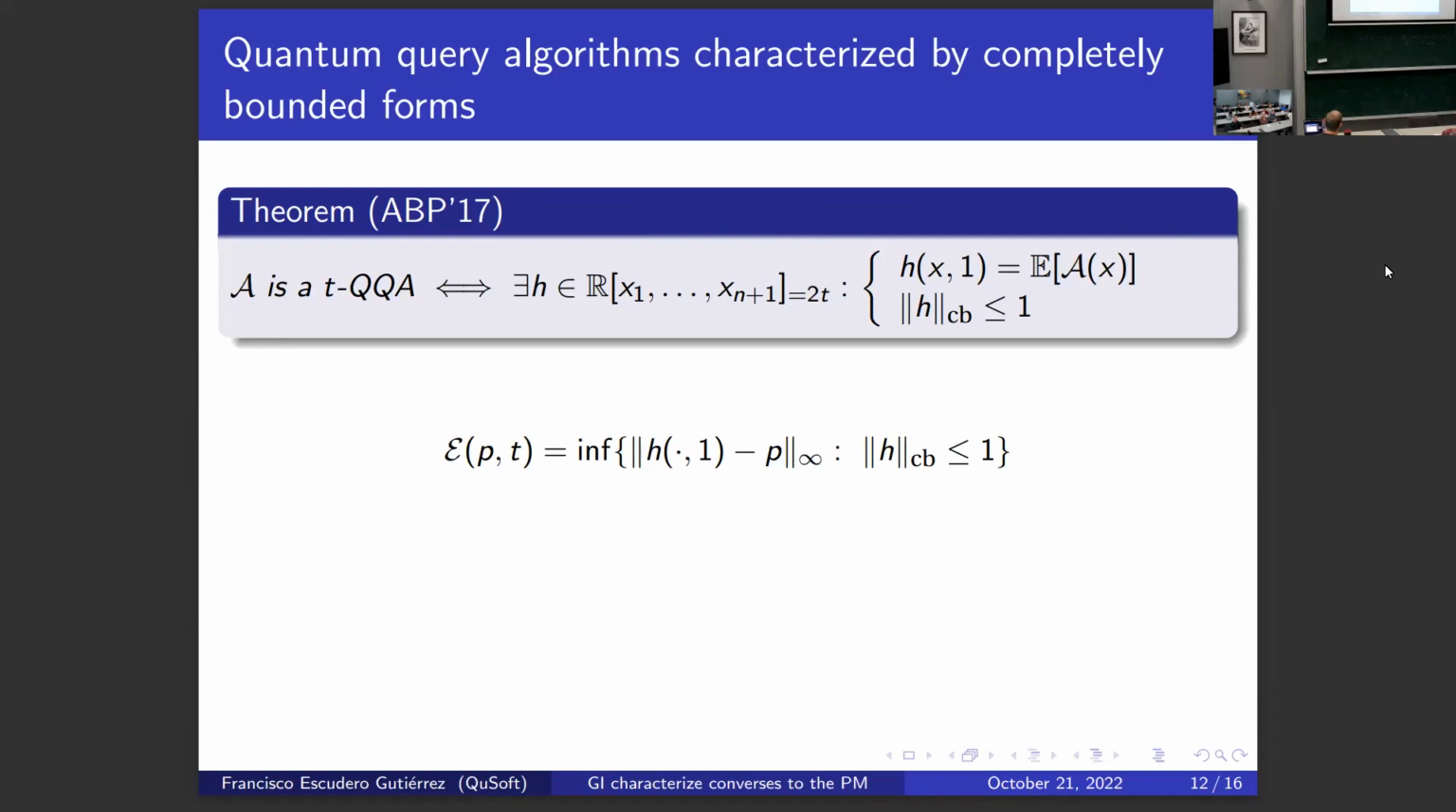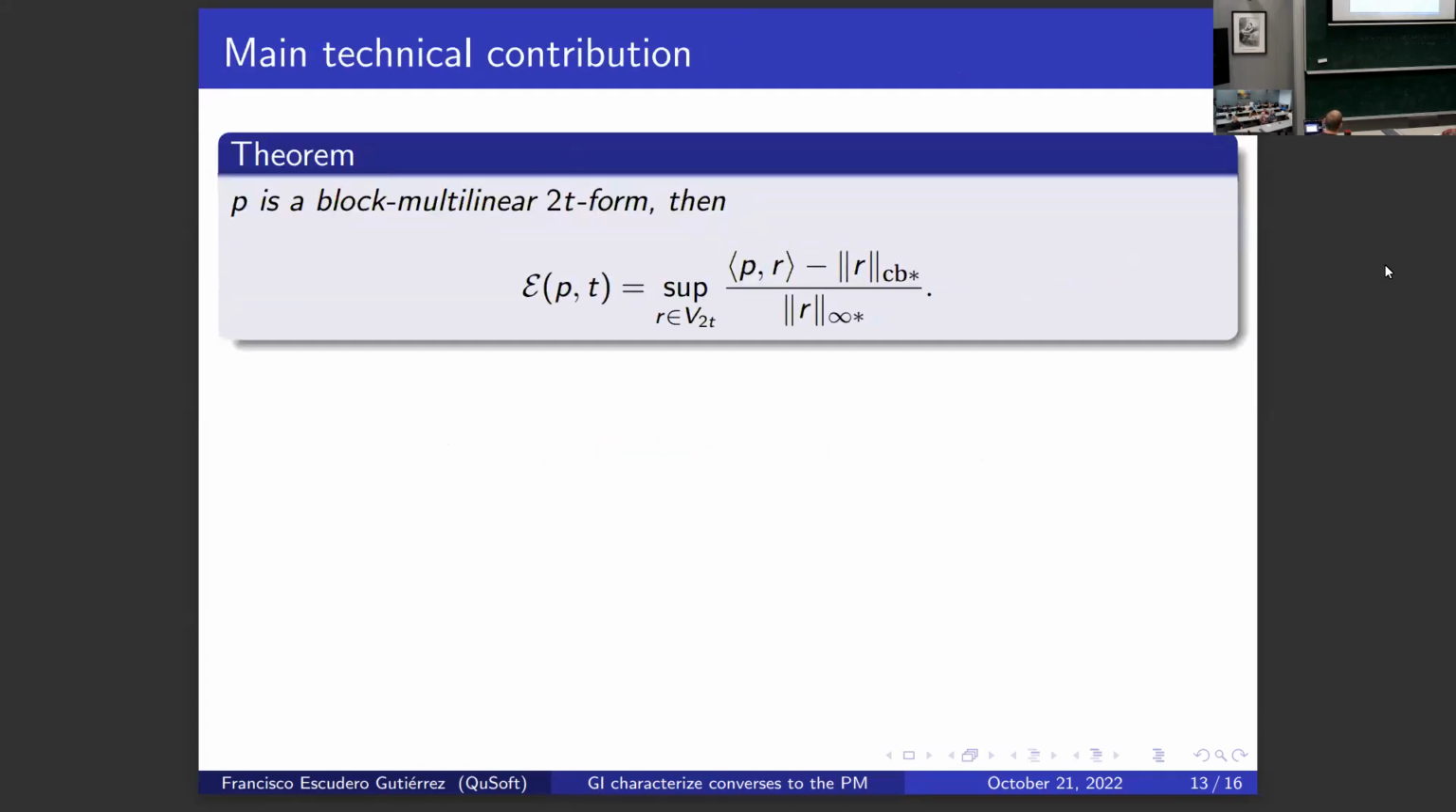Okay, never mind. So now we have this expression for the error of PT, which is simpler than what we had without knowing any structure of quantum query algorithms. Now this is simply a mathematical object that we can analyze. And what we did was simplify this expression even further for block multilinear 2D forms. I'm not going to read this expression, but believe me, it is going to be clear now or in a few slides that this is an easier expression, because this we can analyze.